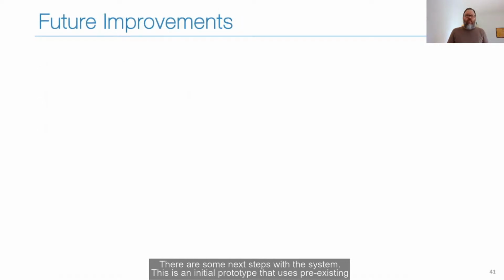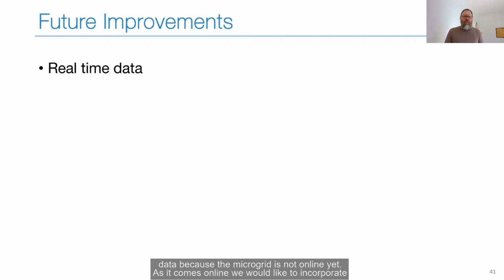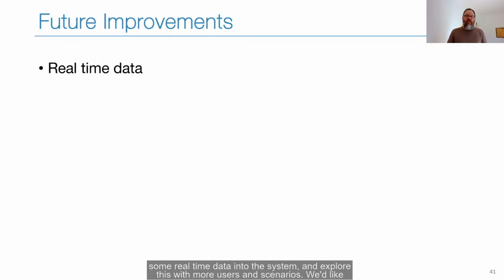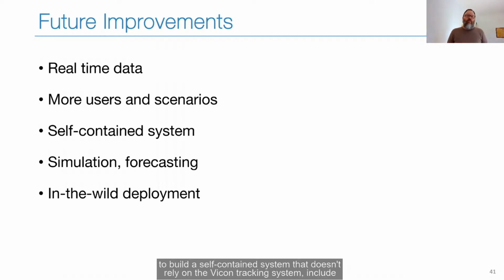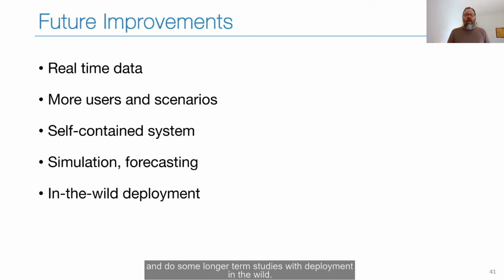Of course, there are some next steps with the system. This is an initial prototype that uses some pre-existing data because the microgrid is not online yet, but as it comes online, we'd like to incorporate some real-time data into the system and explore this with more users and scenarios. We'd like to build a self-contained system that doesn't rely on the Vicon tracking system, include additional features like simulation and forecasting to produce some useful modeling, and of course do some longer-term studies with deployment in the wild.